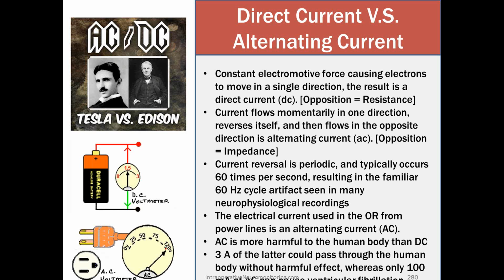Alternating current is more harmful to the human body than direct current. 3 amperes of direct current could pass through the human body without any harmful effect, whereas only 100 milliamps of alternating current can cause ventricular fibrillation. And I think we'll look a little bit more into the risk of shock and ventricular fibrillation later.